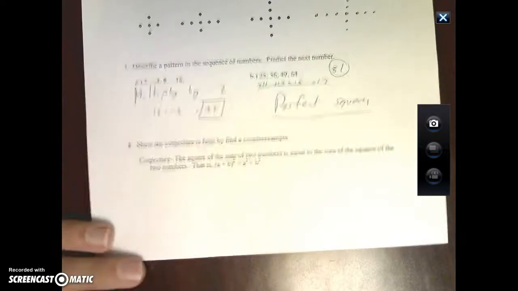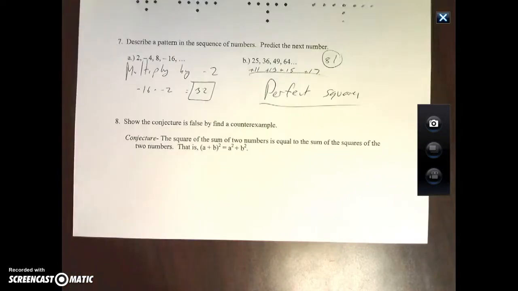Cool. Now, final one. This one, let's slow down a little bit because I have some time. Show the conjecture is false by finding a counterexample. I want you to find a counterexample. So it says the square of the sum of 2 numbers is equal to the sum of the squares of the 2 numbers. That is, the quantity a plus b squared equals a squared plus b squared. This looks intimidating, but here's what I want you to do. I want you to just try putting in values.